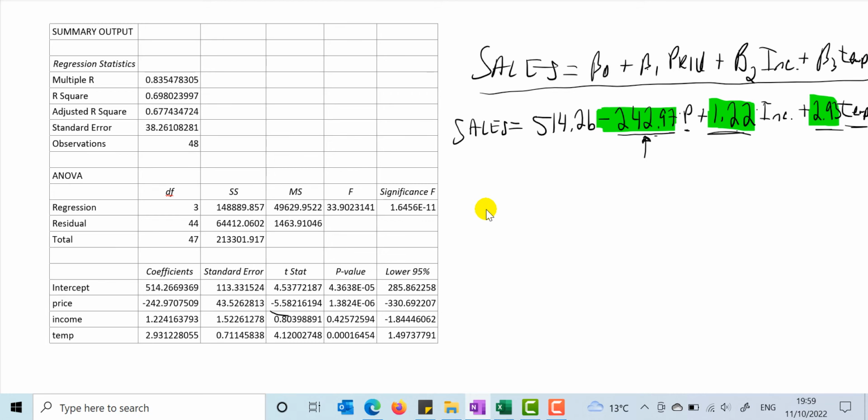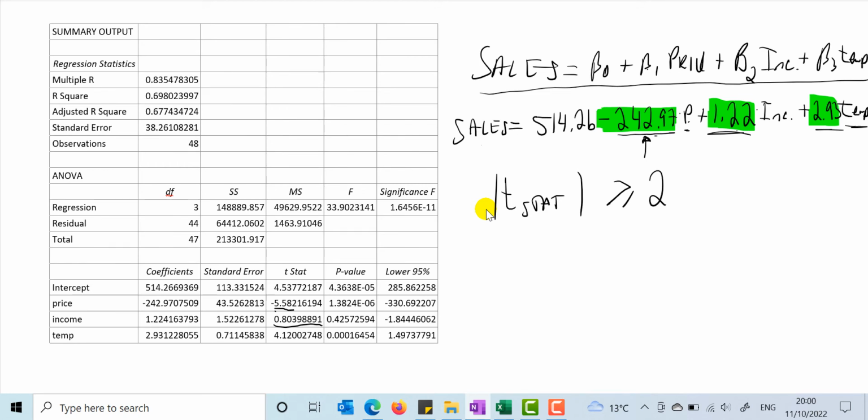The t-stat for the price coefficient estimate is minus 5.5. Remember the benchmark: if the modulus of the t-stat is greater than or equal to 2, then we have a significant effect of the variable on the quantity demanded. In this case, 5.5 is greater than 2. So there's a significant effect of price on sales, still significant.